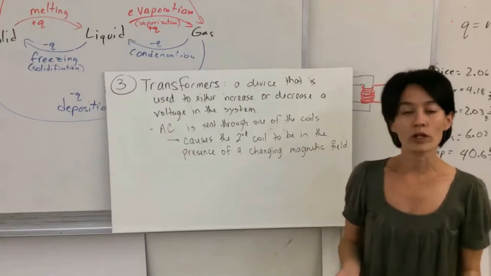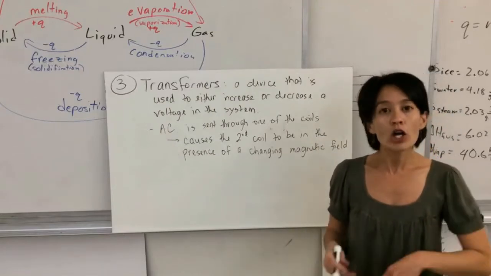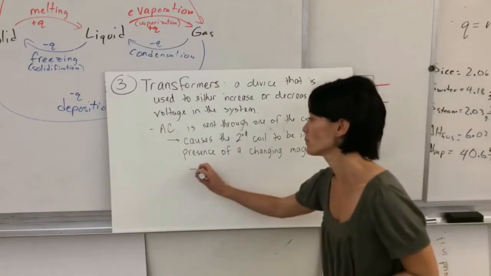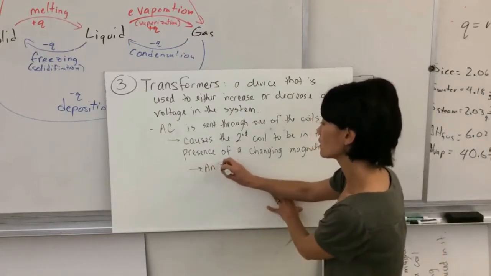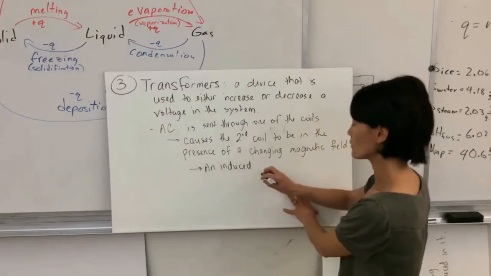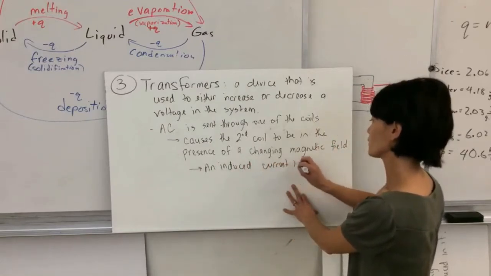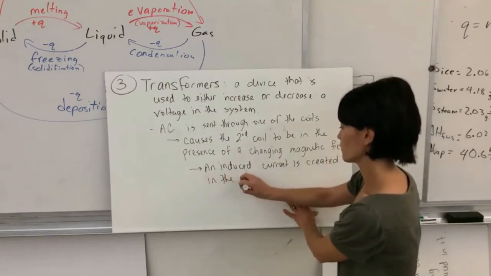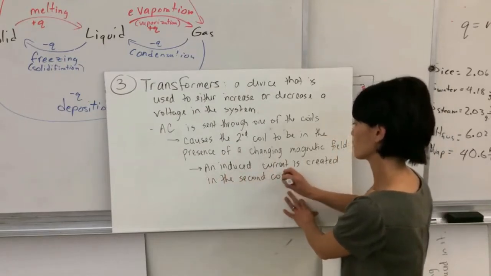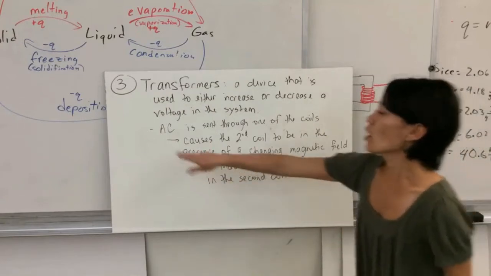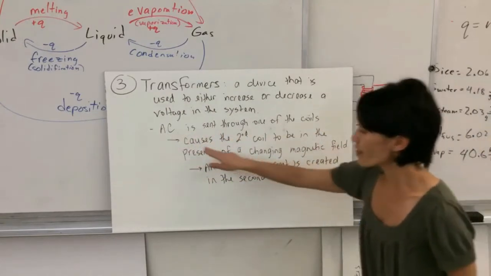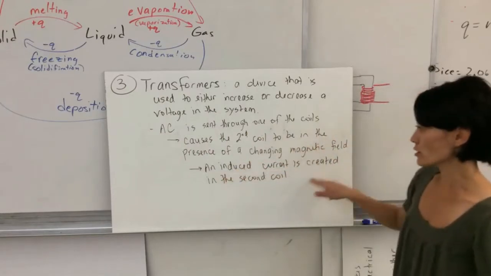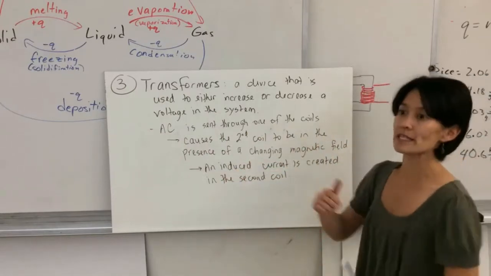And anytime you have a coil of wire in the presence of a changing magnetic field, a current will be induced in that wire. So because the second coil is in the presence of a changing magnetic field, an induced current is created in the second coil. And so that's the order. Alternating current is sent through one of the coils. That causes the second coil to be in the presence of a changing magnetic field. That creates an induced current in the second coil. Okay, so it's step by step.